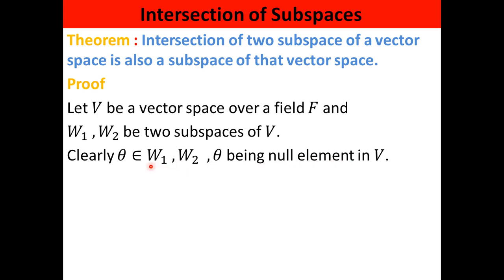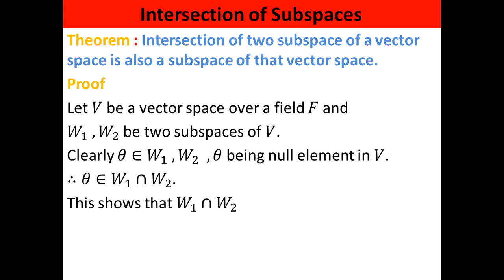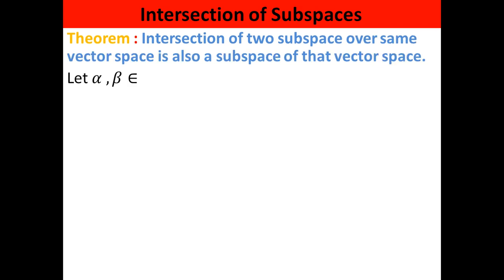You know that every subspace contains the null element or null vector of the vector space. So since W1 and W2 are subspaces, they must contain theta. So theta belongs to W1 as well as W2. So theta belongs to W1 intersection W2. So we can conclude that W1 intersection W2 is a non-empty subset of V. Now our target is to prove W1 intersection W2 is a subspace. For that purpose, we consider two elements alpha, beta in W1 intersection W2.